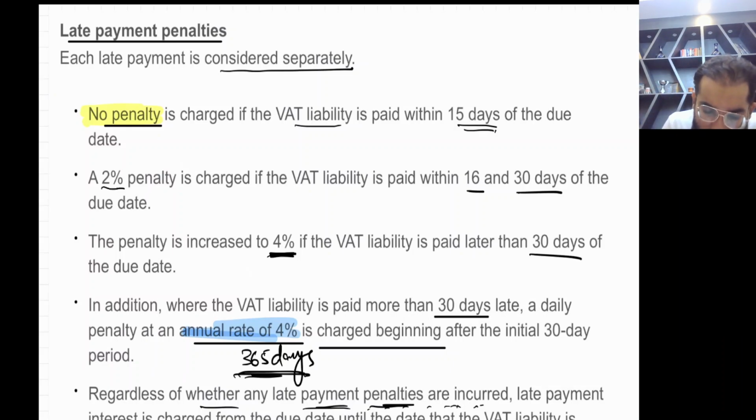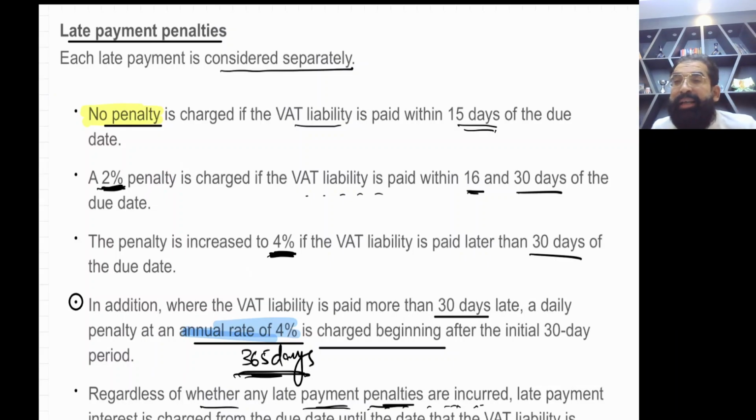But a 2% fixed penalty is charged if the VAT liability is paid within 16 and 30 days. What does it mean? It means if you are 16 days late or 18 days late or 20 days late or 25 days late, then a fixed 2%. The penalty increases to 4% if the VAT liability is paid later than 30 days. If you pay more than 30 days late, like on 32 days, 40 days, 41 days, then there will be no 2% penalty. There will be a 4% penalty now. And one more interesting thing. Now this is the additional penalty.